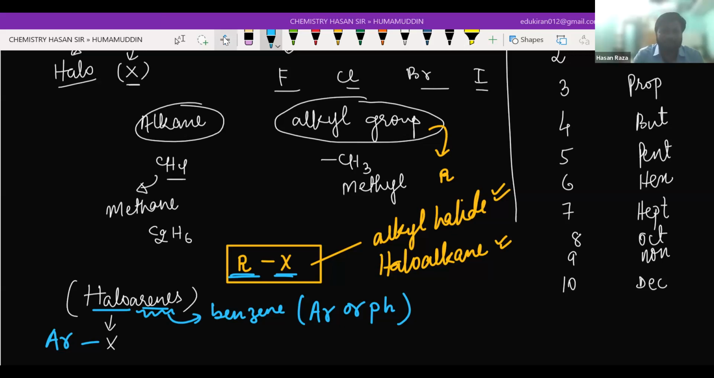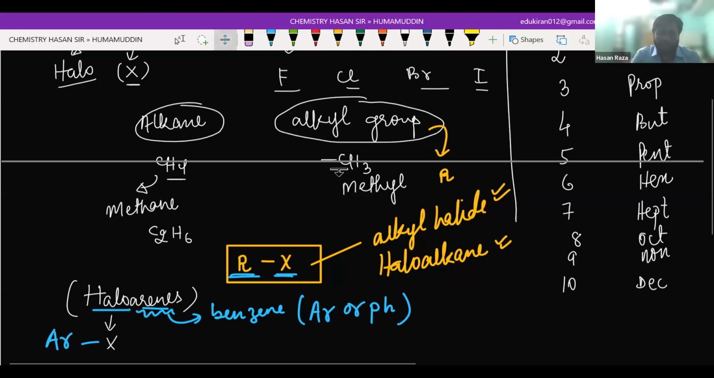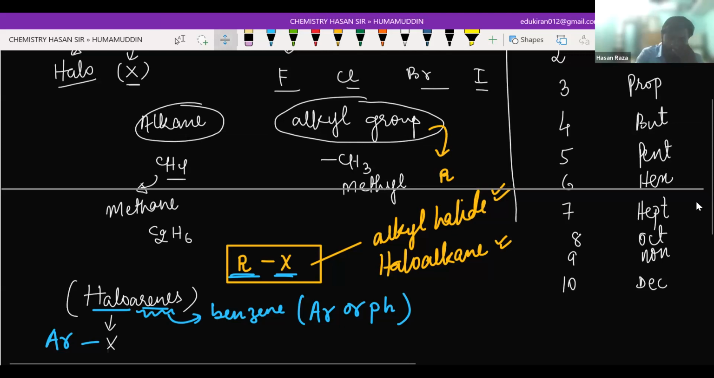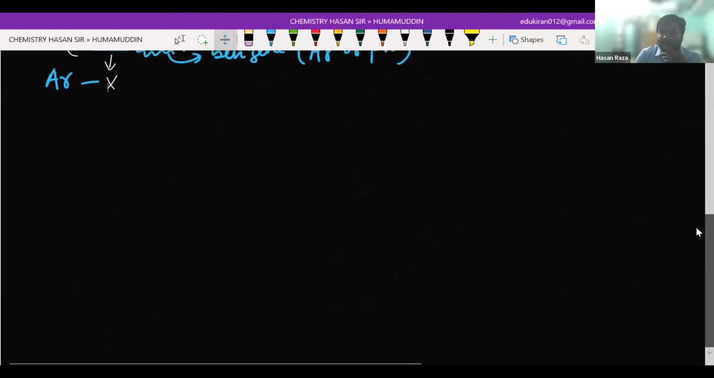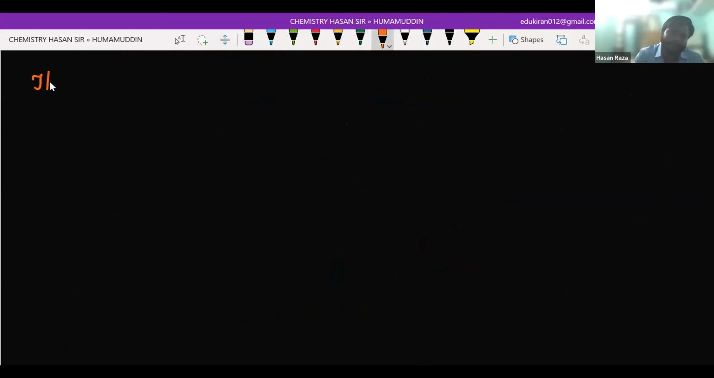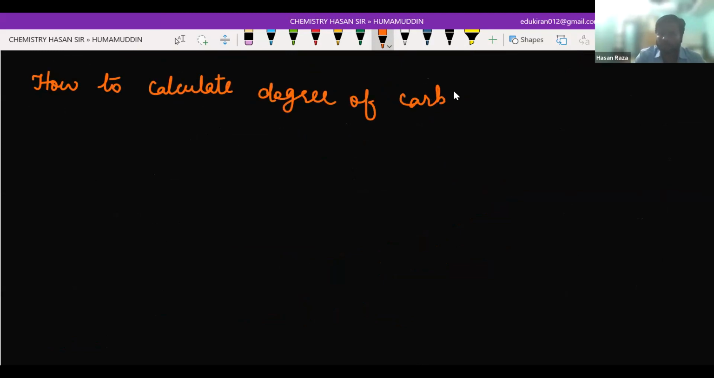So basically, what I wanted to tell you is that this is your benzene, and it is represented by Ar. That is, its common name is arene. I would like to ask you some questions. Do you know how to calculate or find the degree of carbon? Yes or no? Do you remember it still or have you forgotten?